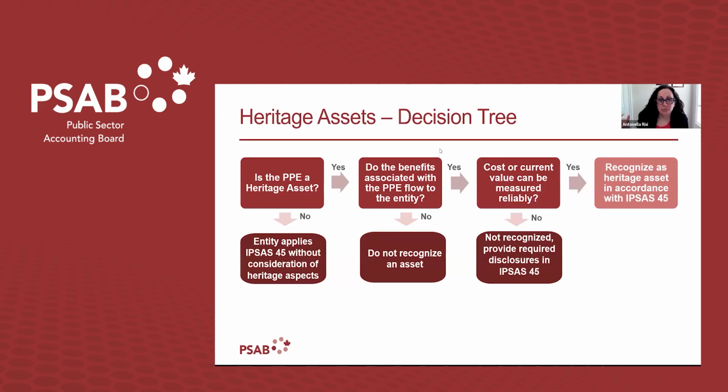And Camilla, I'm assuming that that is a requirement because it's important for transparency purposes. Now, what happens if both criteria are met? If both criteria are met, meaning the benefits will flow to the entity and the item can be measured reliably, then the entity will recognize the heritage asset at its cost or deemed cost. The entity must then determine if the useful life is finite or indefinite. As we mentioned earlier today, if it's indefinite, the asset isn't depreciated. And if it's finite, the entity will depreciate the asset over its useful life.